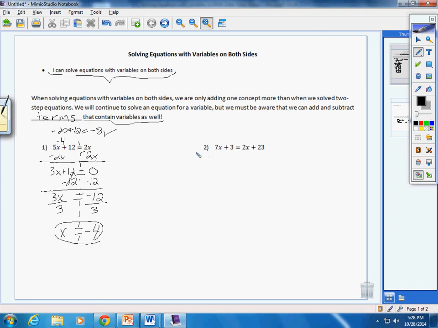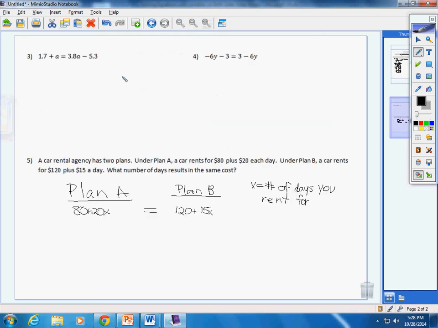I'm going to ask you to do number 2 on your own. Number 2 is on your own, folks. Have that for me when you walk in tomorrow. All right, on to number 3. Guess what? This is no different than what we did up above, except for now you see a few decimals. So don't be scared. It's no different.